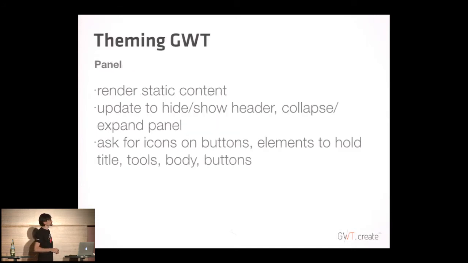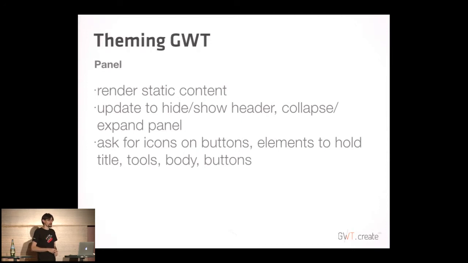And then one more example we're going to look at, a panel. A panel is the only container we've looked at of these three examples. In the case of a panel, we're basically rendering static content. We need to figure out, here's the header, buttons go down here, main content goes in here, wrap the whole thing up with one more element. And then we need to update to perhaps show and hide the header, or perhaps collapse, expand the panel. And that may include animation, which could either be in the widget itself or in the appearance.